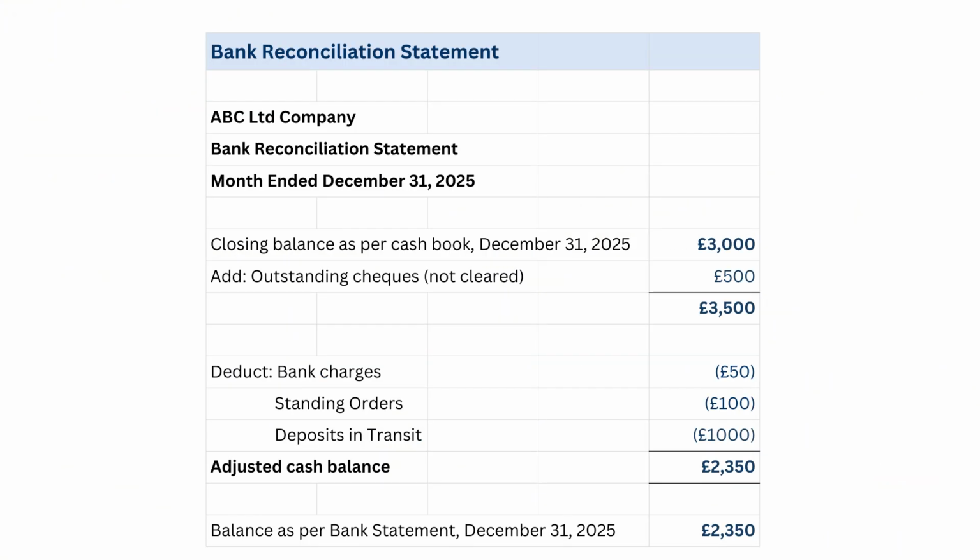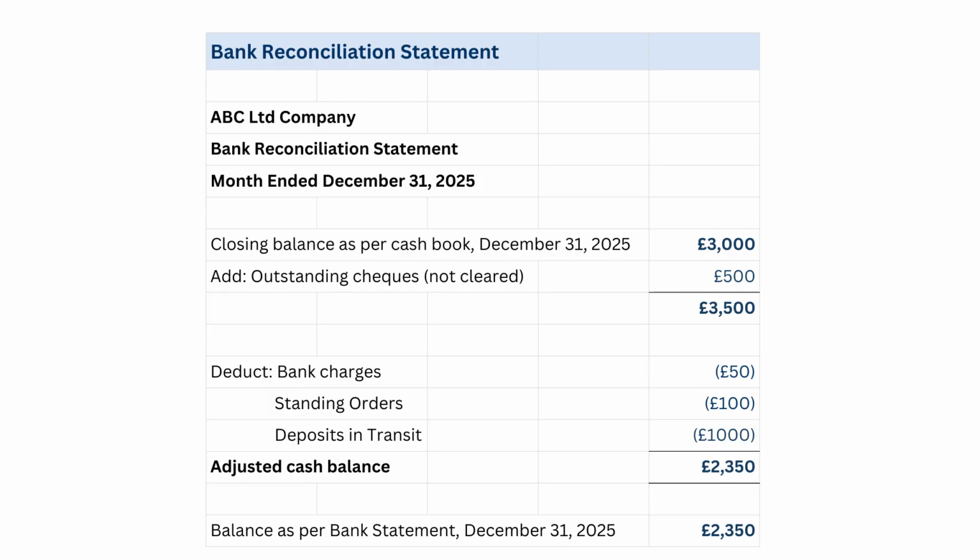Let's look at our full bank account reconciliation example to see how it works in practice. We start with the closing balance from the cash book, in this case, £3,000. We notice checks for £500 that haven't yet cleared, so we add them back. Then we subtract £50 for bank charges that the bank has recorded, but we haven't yet entered. £100 standing orders processed by the bank, but haven't yet been entered in our cash book. £1,000 deposits in transit we've received and recorded, but the bank hasn't processed it yet.